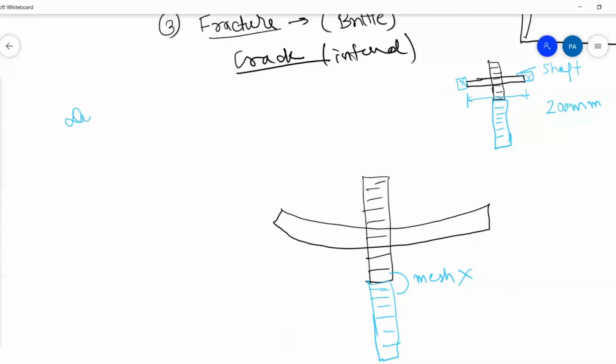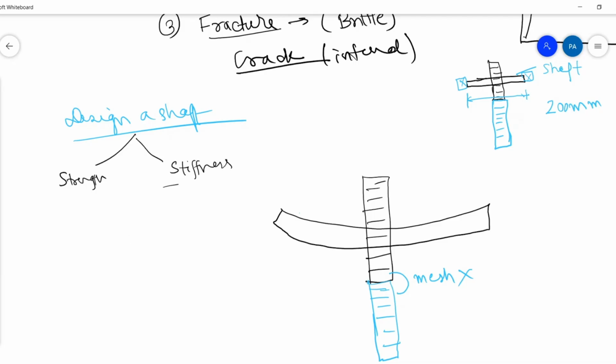So how do we design a shaft? We design a shaft based on strength and stiffness. And what is the equation that we use for this? We use the torsion equation: T by J is equal to C theta by L equal to tau by R.